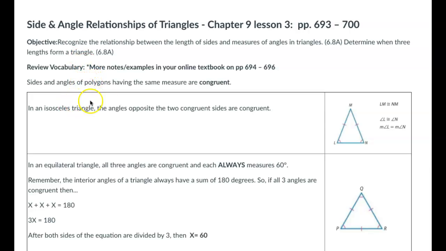You need to understand that isosceles triangles have equivalent sides, and it just so happens that the opposite angles from those equivalent sides are also equivalent. So we need to understand that.